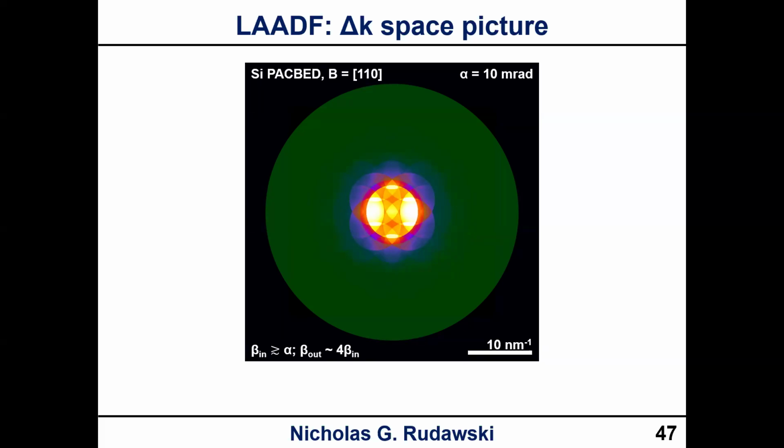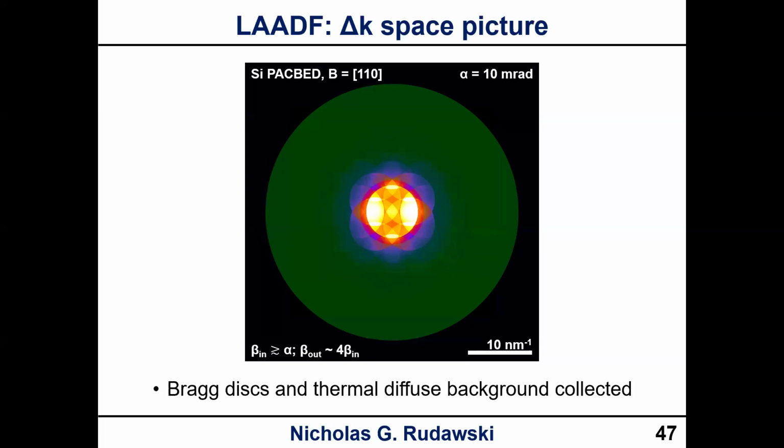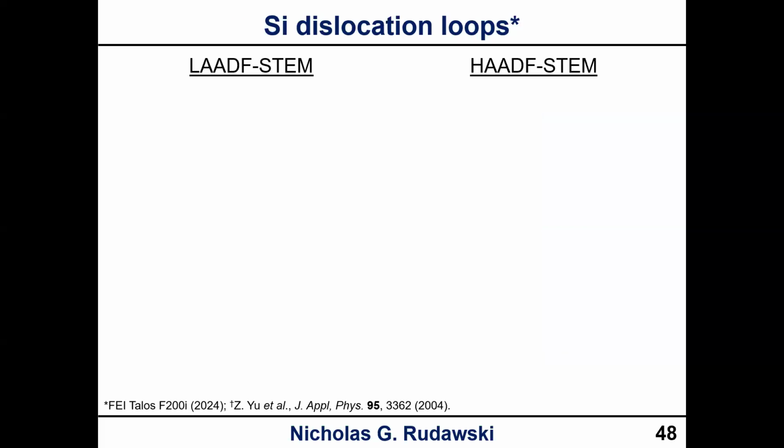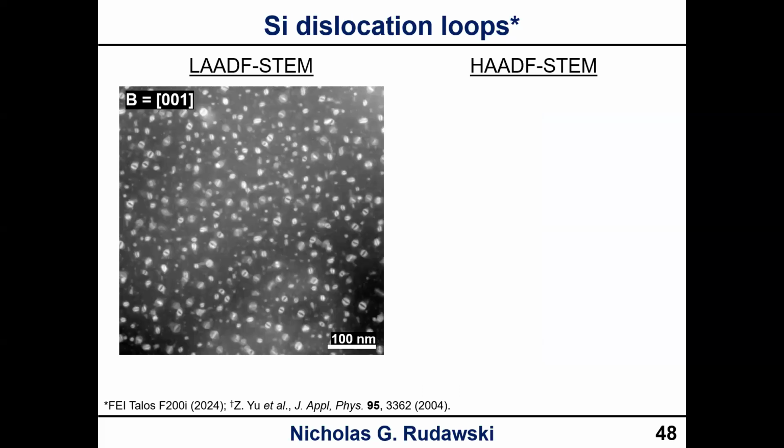The point here, though, is we do not want to detect any direct component. So we're detecting Bragg disks, and we're also detecting a thermal diffuse background. So you can think of LAADF as a Bragg component that has been added on top of a HAADF component. If we look at an example of this, silicon dislocation loops, this is what the LAADF-STEM image looks like. My dislocation loops have a strain field associated with them, and that strain field shows up in positive contrast in LAADF. So those loops light up and become bright compared to a dark background.